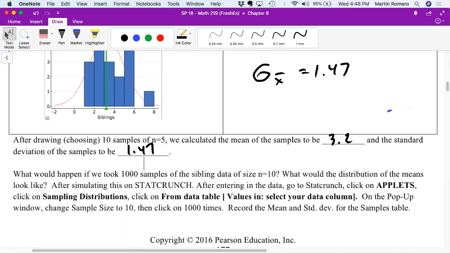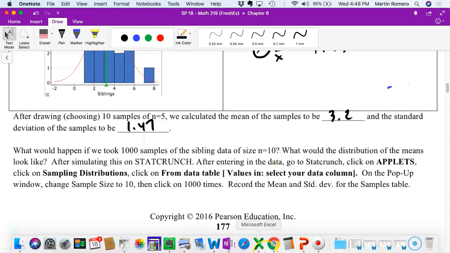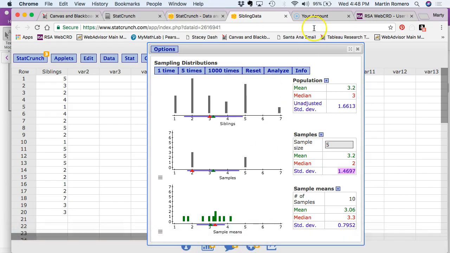What we really are interested in, let's do this 1,000 times. That should give us a good pattern, and let's use a sample size of 10. So let's go ahead and do that on StatCrunch. Let's reset this. I want to do 1,000 samples of size 10, and let's see what happens to the sample means when we do that 1,000 times. There it is. Boom, done.